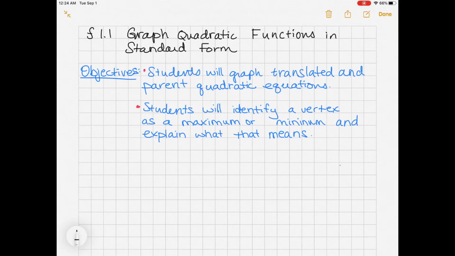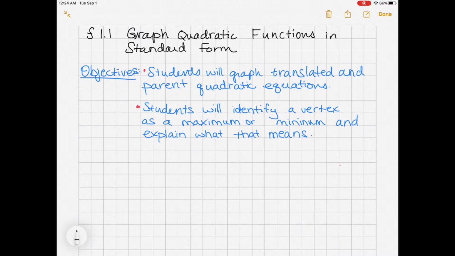Today we're talking about graphing quadratic functions in standard form. Today students will graph translated and parent quadratic equations, and students will identify a vertex as a minimum or maximum and explain what that means. So first, let's talk about what a quadratic function is.